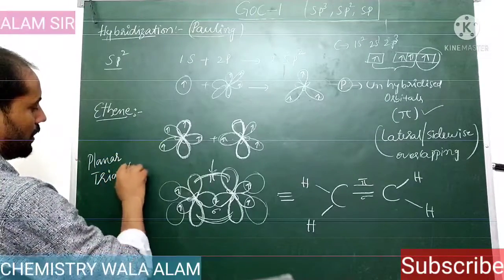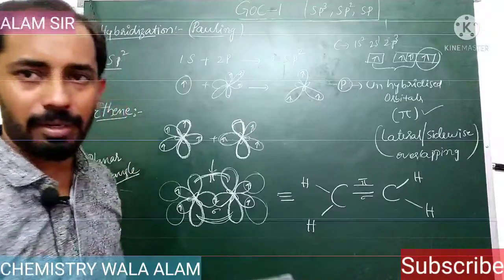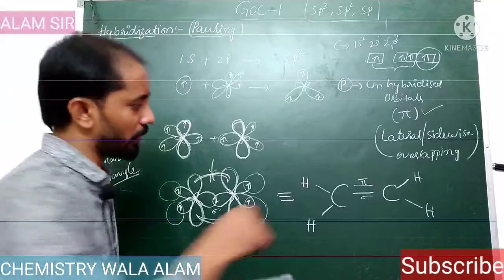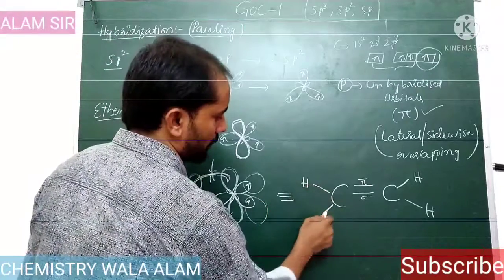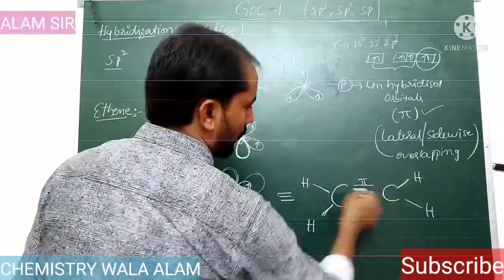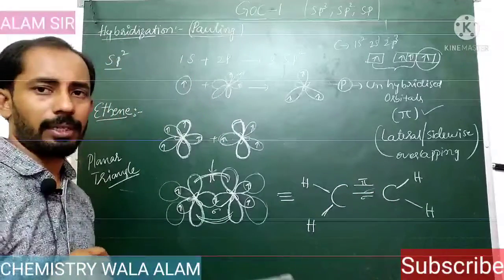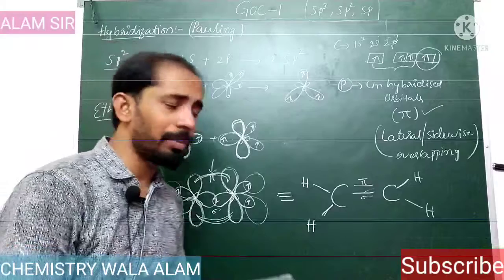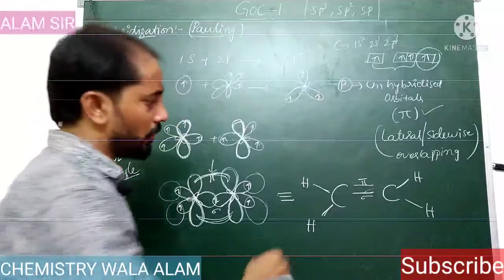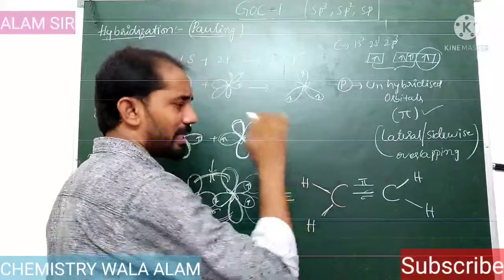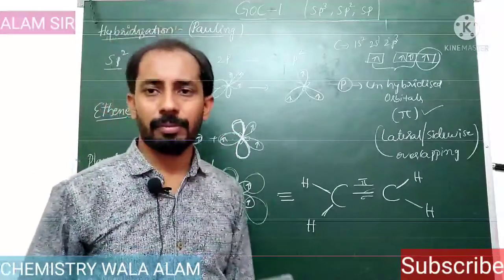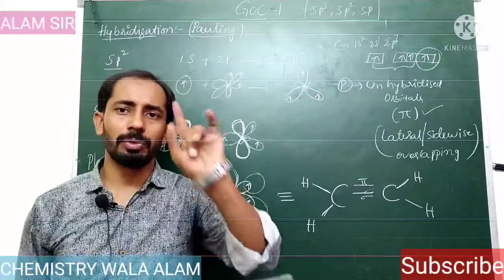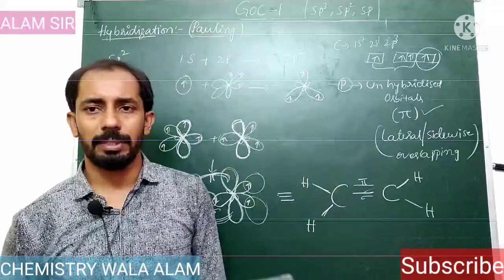Planar triangle or trigonal planar shape. Suppose one carbon atom can be considered, so it is like a trigonal planar. In this, how many sigma and pi bonds are there? Remember, all single bonds are sigma bonds. In between any two atoms, only one sigma bond will be present.